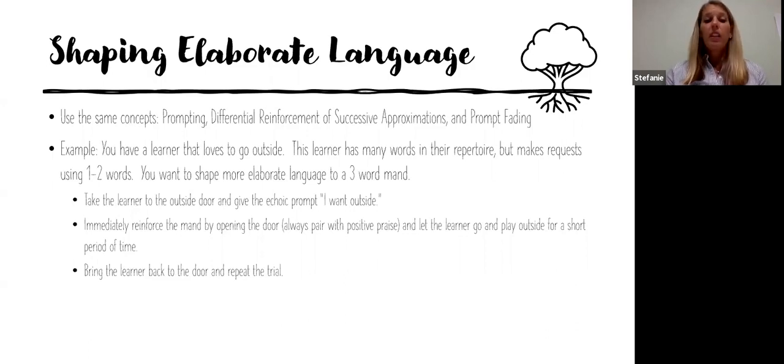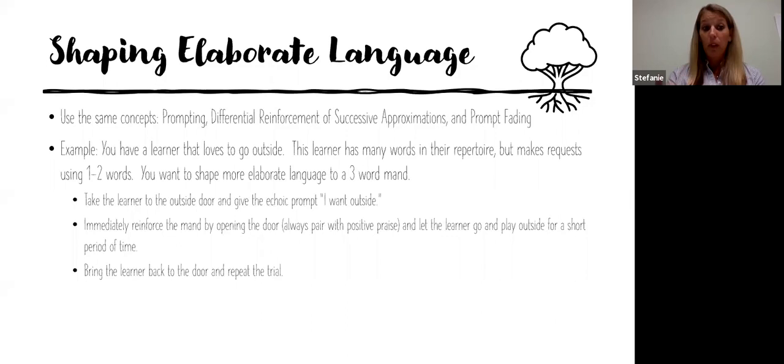So let's say they're used to manding in 1 to 2 words, and now we want to shape it to 3. We're going to give them the most to least prompt: I want go outside. Take the learner to the door, give them the echoic prompt, I want go outside. That way they're learning to use their words to get access to reinforcement, and they're pairing the words with going outside.